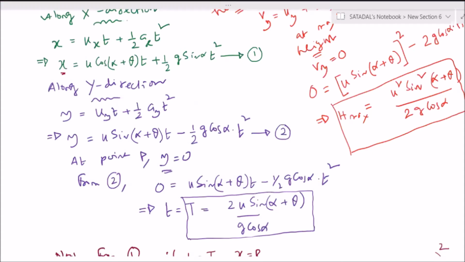Yes, Pritam. Sir, is the time 4 seconds? Oh, Pritam, check the calculation once again. Likita, tell me. Sir, velocity 10 meter per second. Yes, correct.